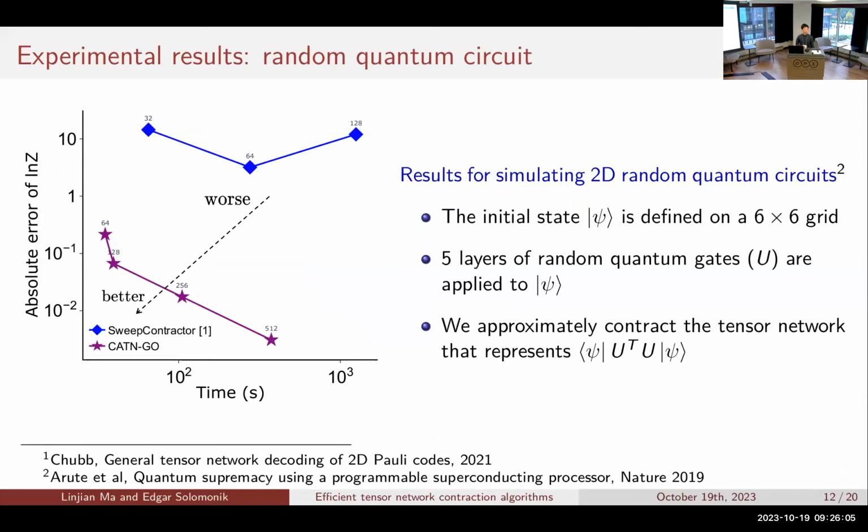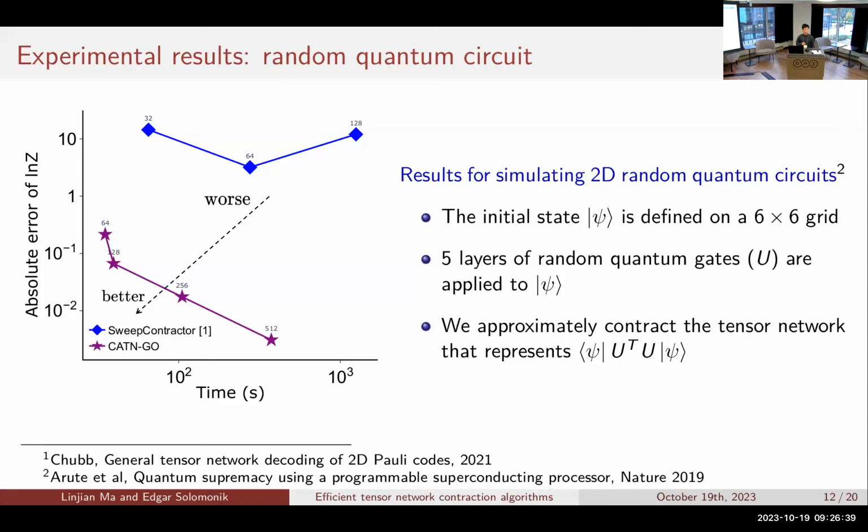Here's another experimental result, and we use tensor network contraction to simulate a quantum algorithm. So we consider the random quantum circuit, and the input quantum state is defined on a 6x6 grid, so it is defined on 36 qubits, and we apply a sequence of random gates to the quantum state. So we define a tensor network that is equivalent to getting the norm of the output quantum state. So this quantity will trivially be 1 if we calculate everything accurately.